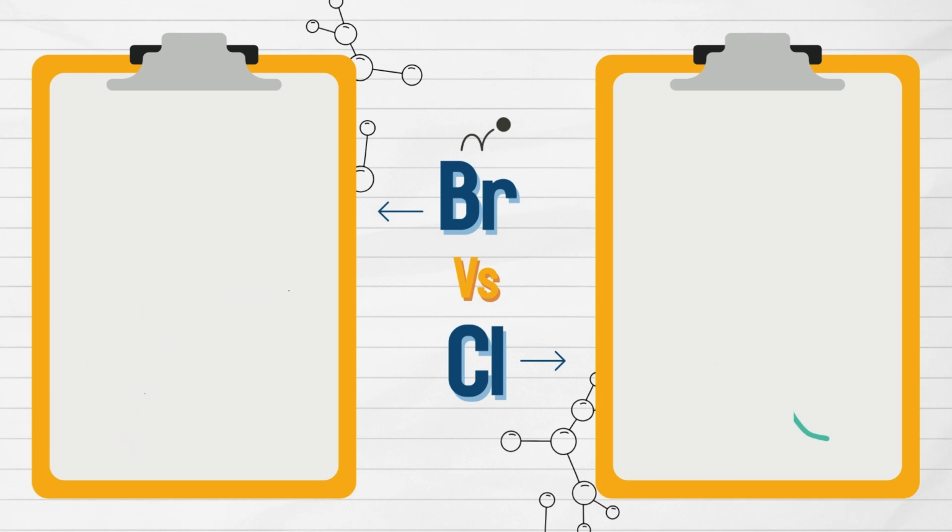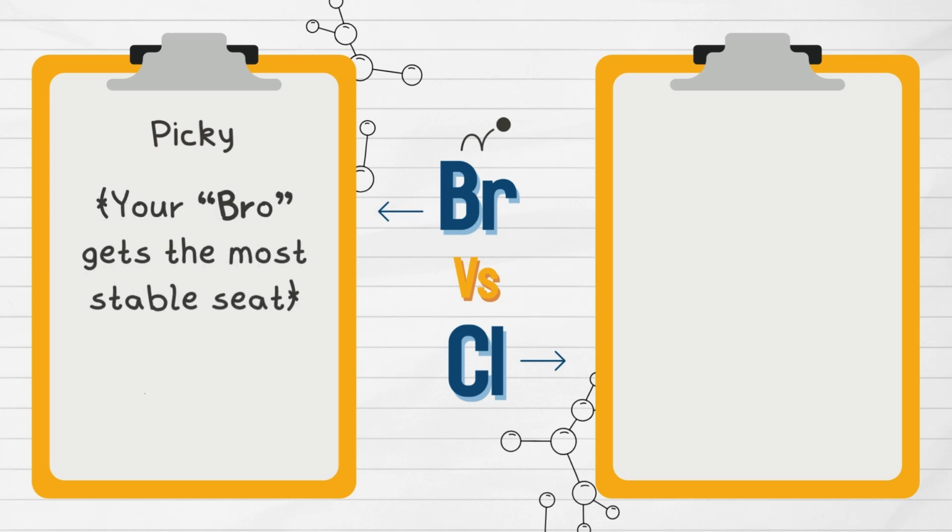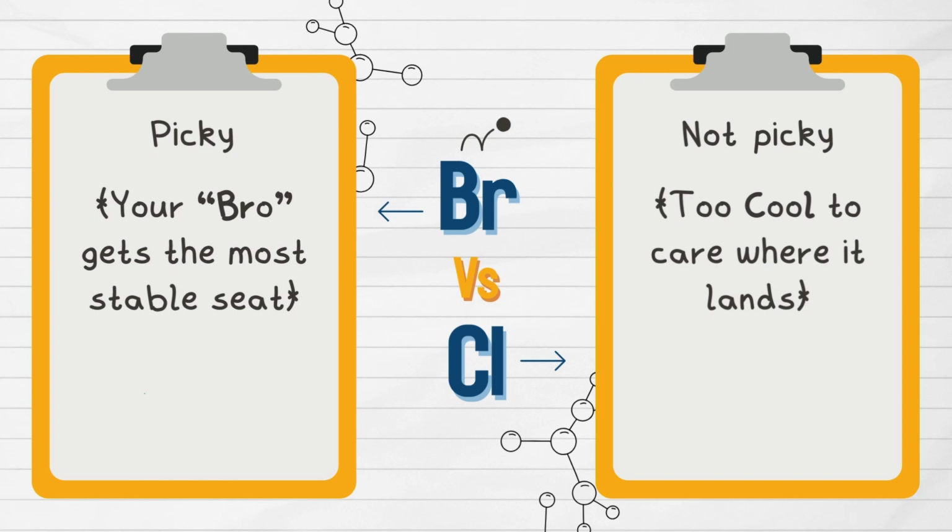Well, bromine is actually more picky about where it adds onto because of that big energy hurdle. For these reactions, just think bromine, your bro, gets the most stable seat on your substrate for its major product. Chlorine, being very reactive, is not picky at all. You can't quite predict the major product too well because it will literally end up anywhere. So your chlorine is too cool to care, it'll just add right onto most carbons indiscriminately.